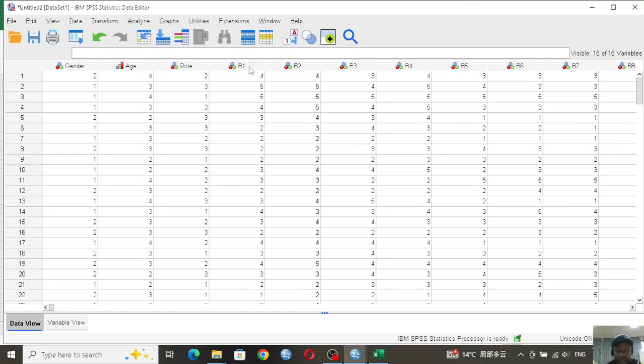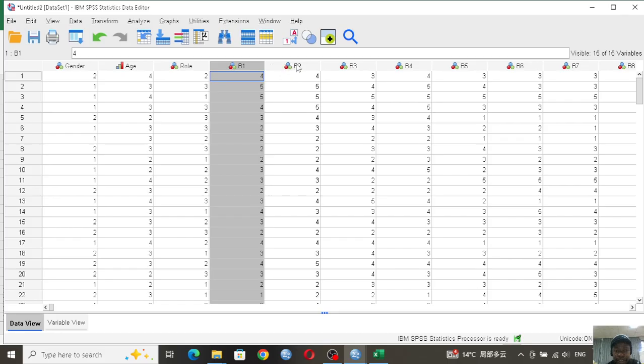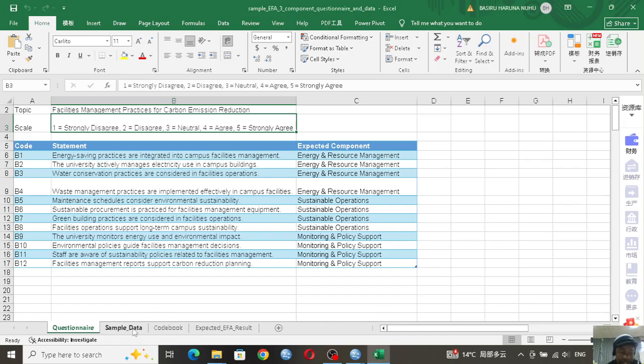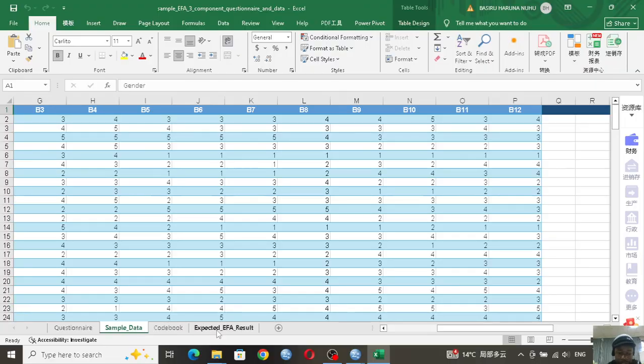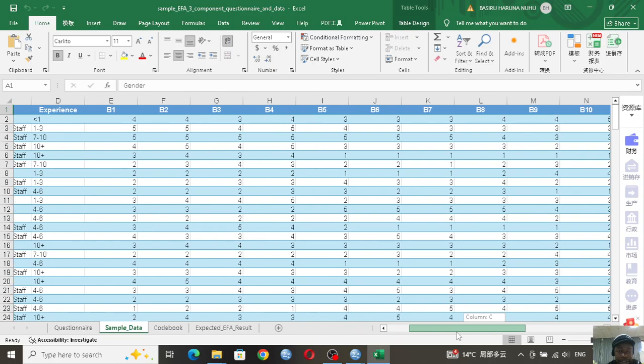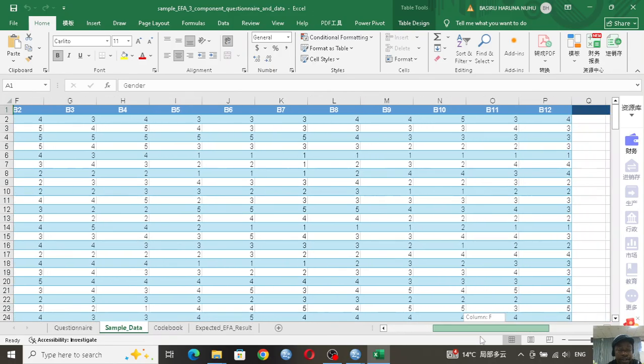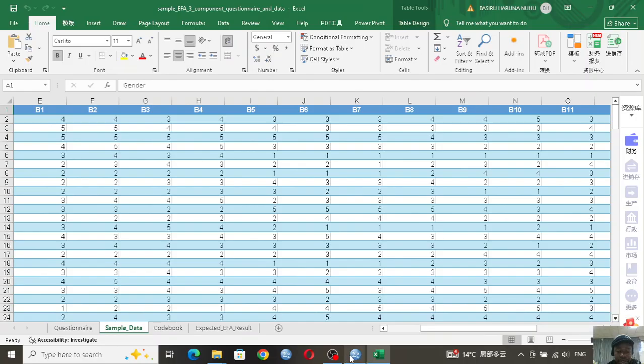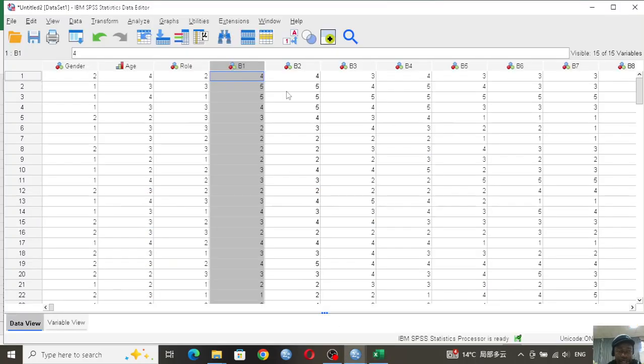B1, you already know, represents a statement, through to B12. I am not going to consider the demographic side. This is the actual data. It has the demographic side, the gender, through to experience, and then we also have those measures. I'm not going to analyze the demographic side. I'm going to use this for our factor analysis, or exploratory factor analysis. So how do we do it?